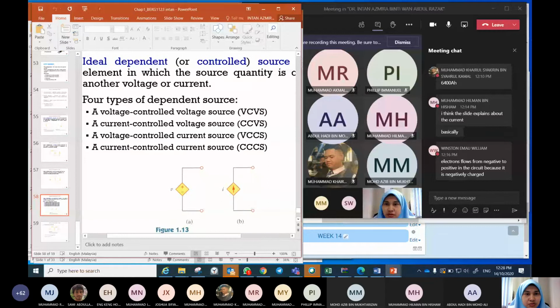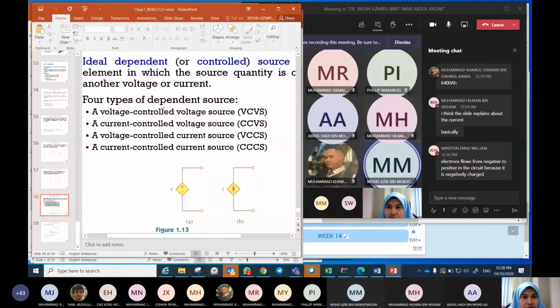For number 1 and number 2, the source is voltage source. Okay, we look at the back. The voltage source is represented by a plus and minus notation. So dependent source, the shape is diamond. This is diamond, right? Yes, okay, can be diamond.